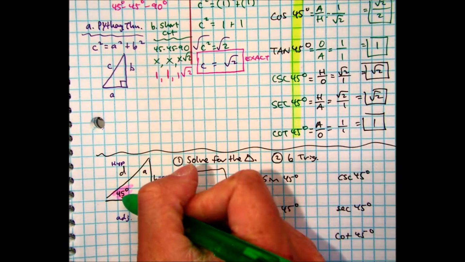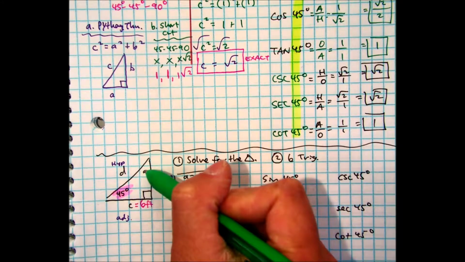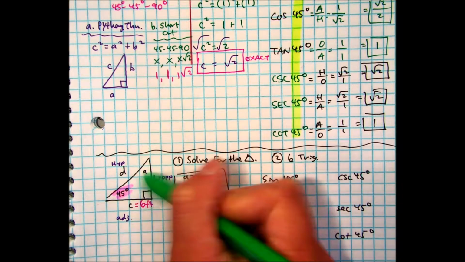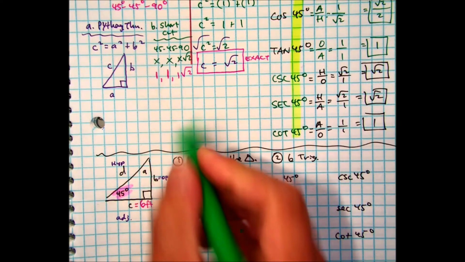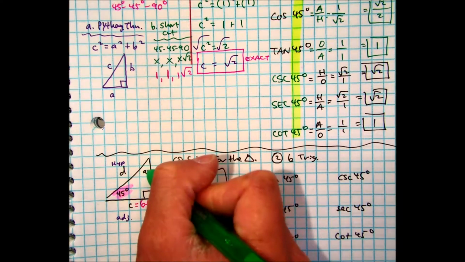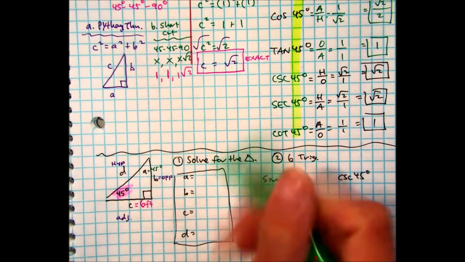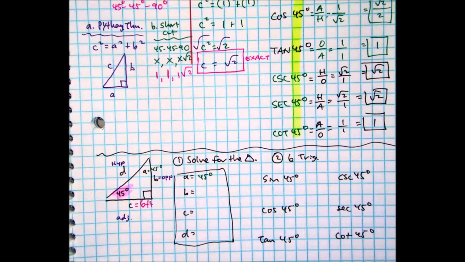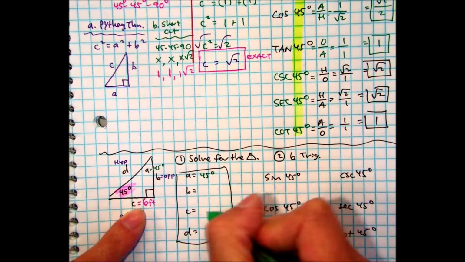Well, this is 45 degrees. 45 plus this angle equals 180. If this is 90, that means together these have to equal 90. If this is 45, that means this will also be 45. I gave you C, so 6 feet.